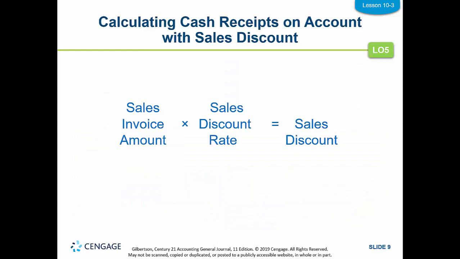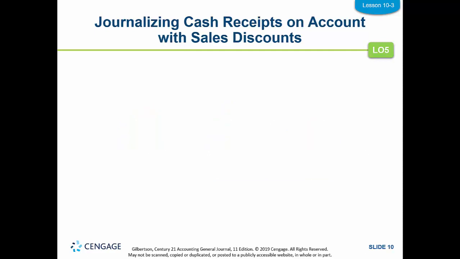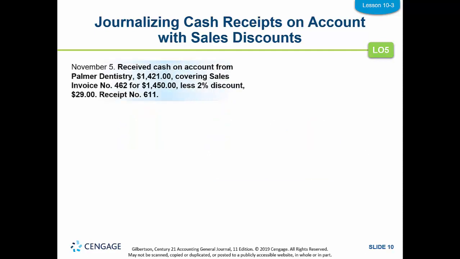So this is how we do our sales discount, very similar to how we did our purchases. We're going to take our sales invoice times our discount rate, and that is going to give us our sales discount. Okay, so we have $1,450 times 2%, sales discount $29. So how do we journalize it? More numbers, more names. Receive cash on account from Palmer Dentistry, $1,421, covering sales invoice 462 for $1,450, less a 2% discount of $29, receipt number 611.